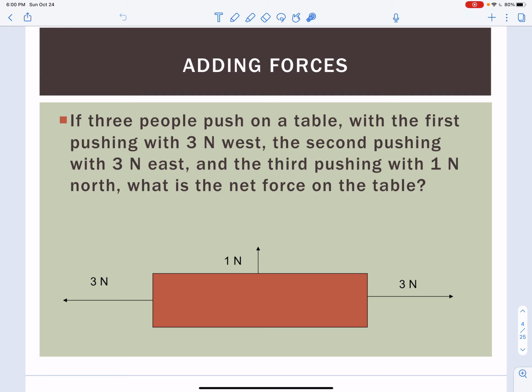And you might ask yourself, well, what is the net result? If you imagine two people pushing on a table from opposite ends, and then a third person pushing from a totally different direction, the two people pushing from the ends are going to cancel each other out. So this 3 Newton force and this 3 Newton force will cancel each other out, but there's nothing canceling out this force. And so the net force, the net action, will be pushing in this particular direction. So any change in the motion of this, in this case, a table, would be in this direction.